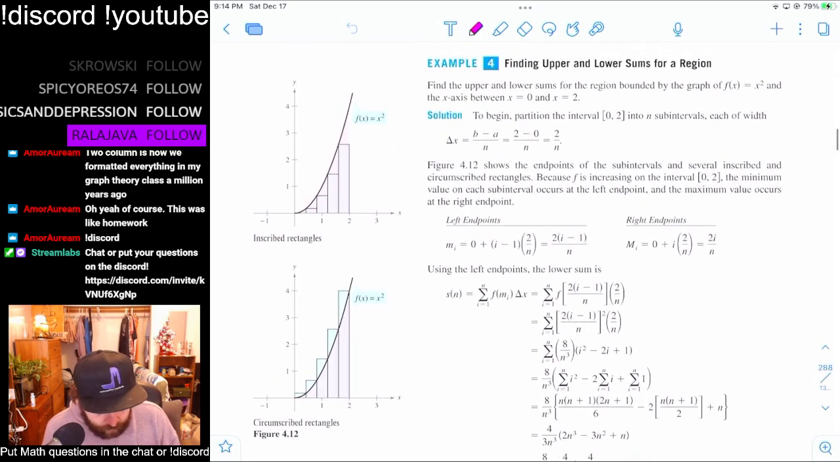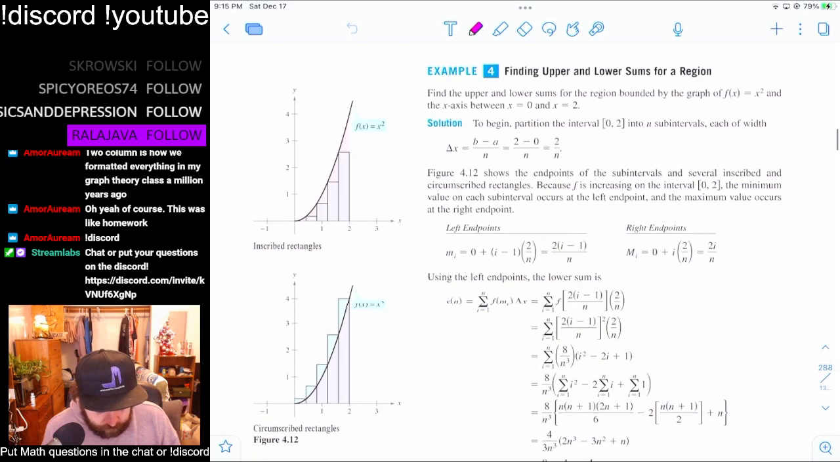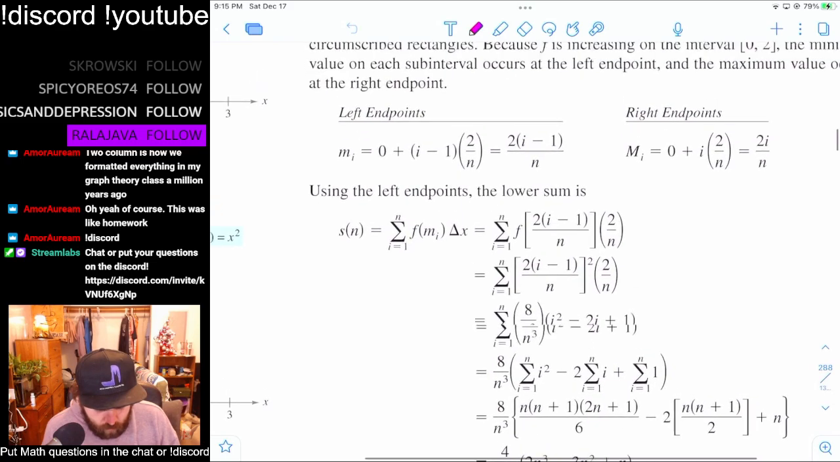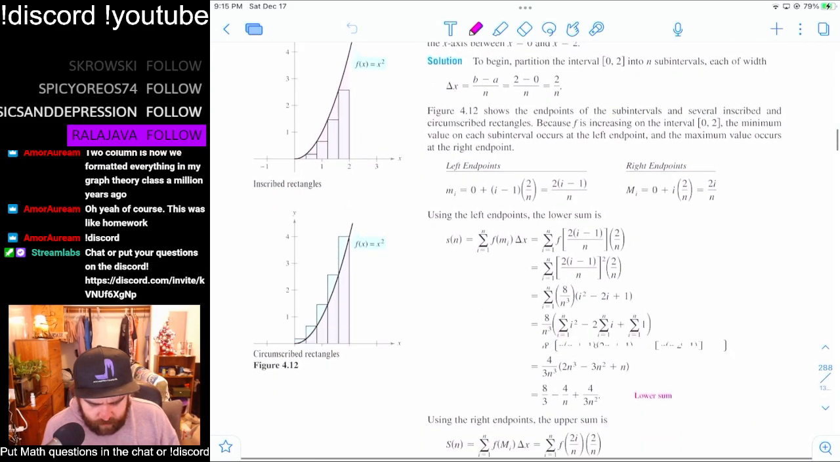Did they end up doing different things? They got the 8 over n cubed like I did. Oh, but they got a bunch of these. Whoa, why do they have i minus 1? Oh, because they're doing the lower bound.